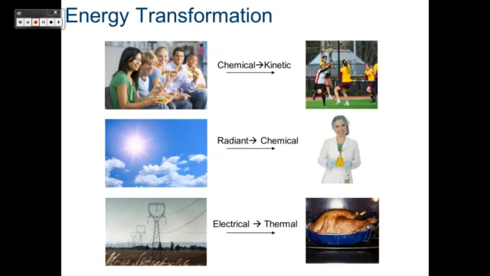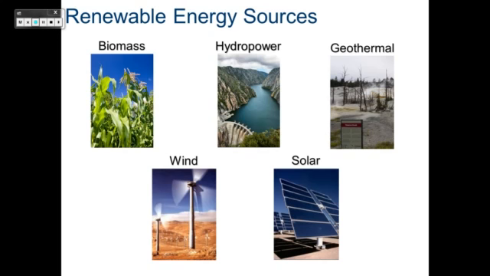Energy transformation from chemical to kinetic: we eat, we move. Radiant, light, to chemical: in the case of this picture of the young woman standing there, the plant pulls energy from light and turns it into chemicals that are in the water. We can take electricity and cook a turkey. It's another way to show energy transformation.